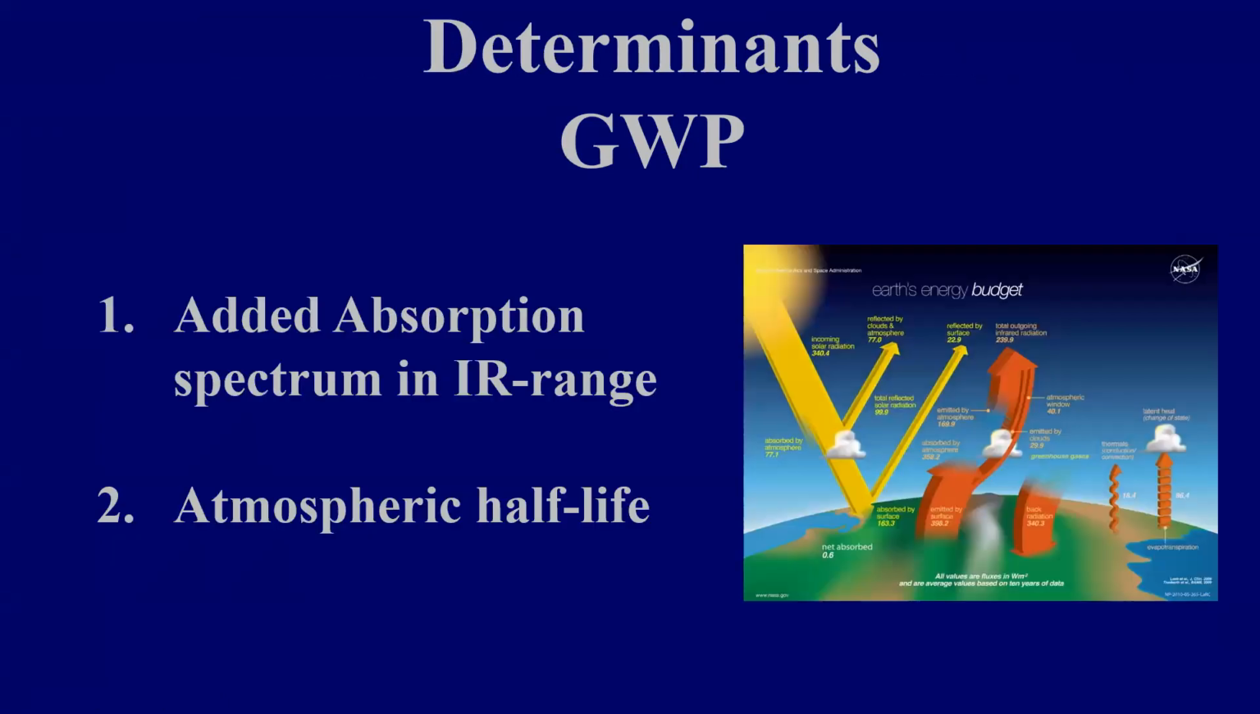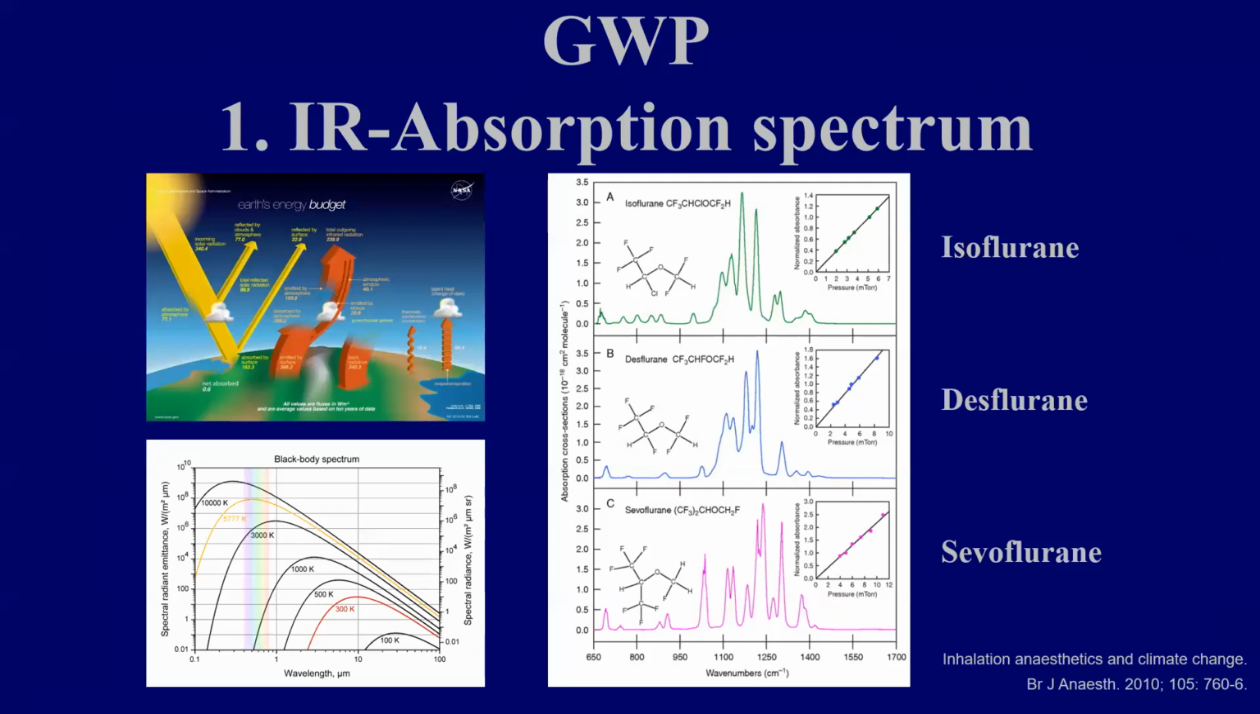So what determines this value? How do we get to this? Actually, it's only two numbers, two variables. First of all, of course, the added absorption in the infrared range spectrum. And secondly, the atmospheric half-life. Of course, a molecule needs to absorb infrared light in order to be a greenhouse gas. And all our volatile anesthetics do absorb infrared light.